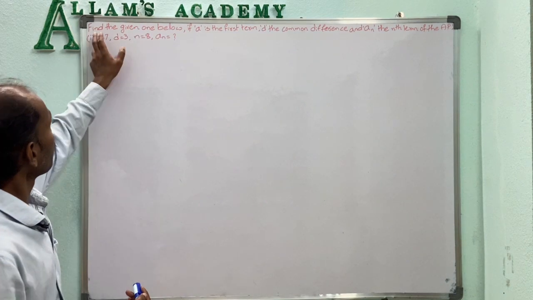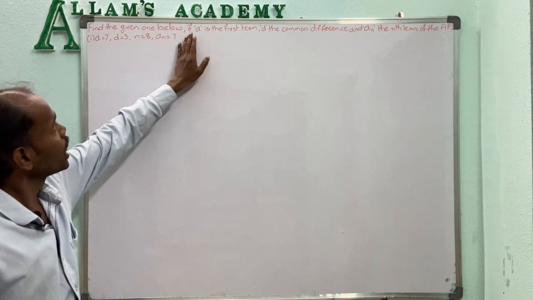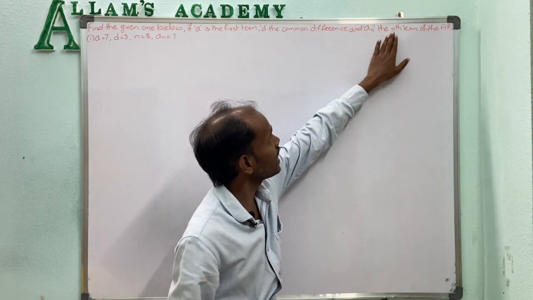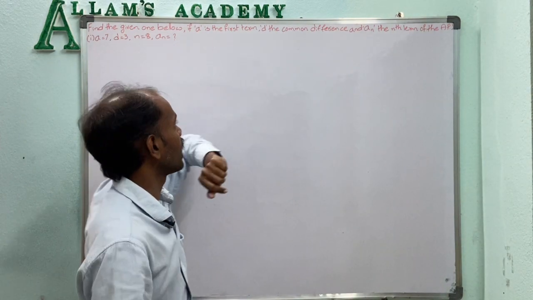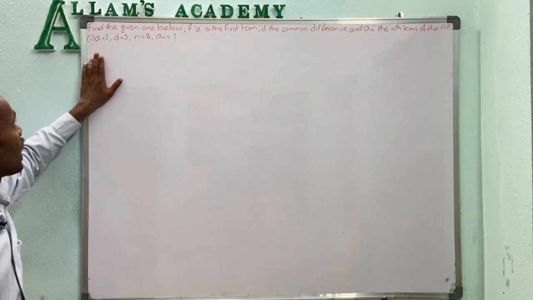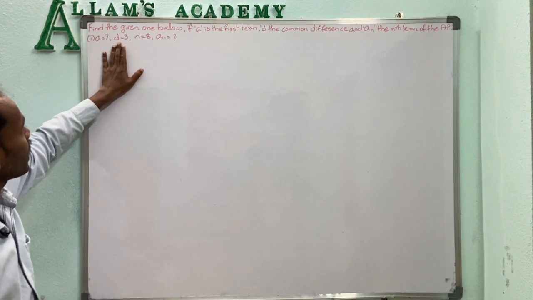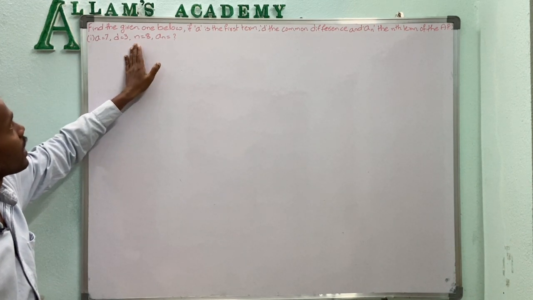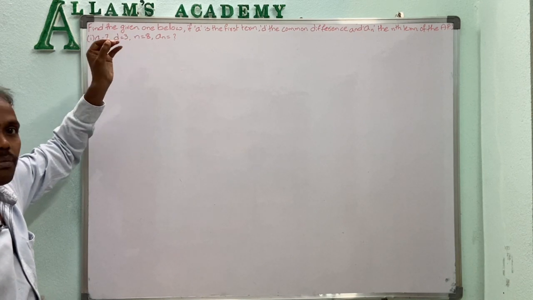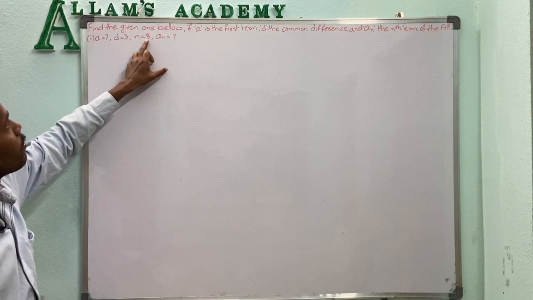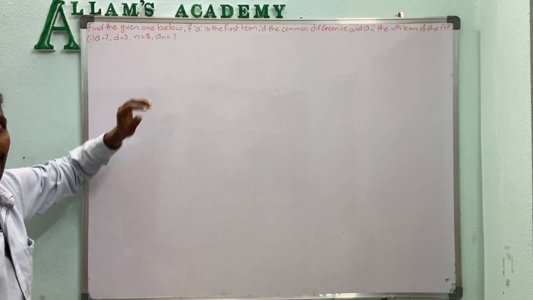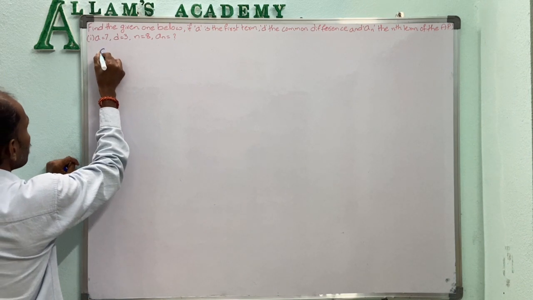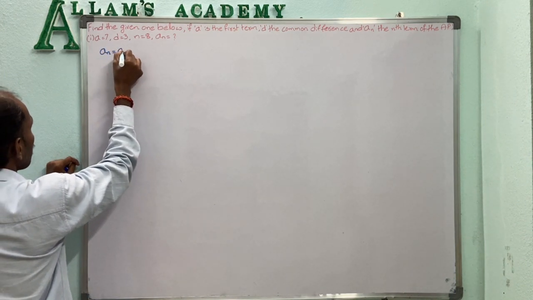Here, find the given one below. If a is the first term, d the common difference, and an the nth term of the AP. And here given the first term a equal to 7 and the common difference d equal to 3, and n, that means the nth term, is number 8. Now we want to find an. So the general form is an equal to a plus n minus 1 into d.